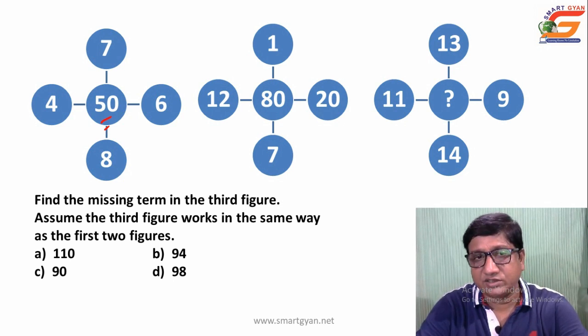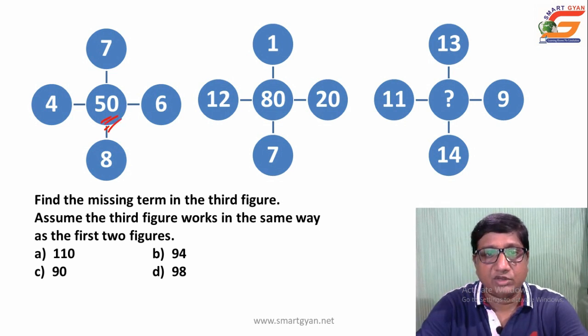Once again, this is the same type of figure. Here the central figure is the resultant number. So 50, how can you obtain 50? By doing any operation on these outside figures, 7, 6, 8, 4.